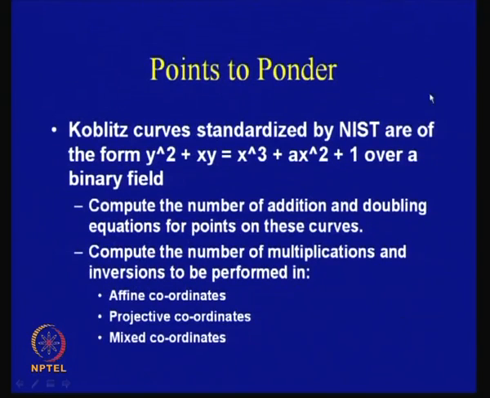So, there are a lot of things to concentrate on and think of over the year. One of them is the Koblitz curve standardized by NIST, of the form y square plus x y equals x cube plus a x square plus 1 over a binary field. You can take this exercise to compute the number of additions and doublings for points on these curves, and again compute the number of multiplications and inversions to be performed in affine, projective and mixed coordinates, as we have seen. So, you can rework this specifically on these kinds of curves, where this constant a is equal to 1.